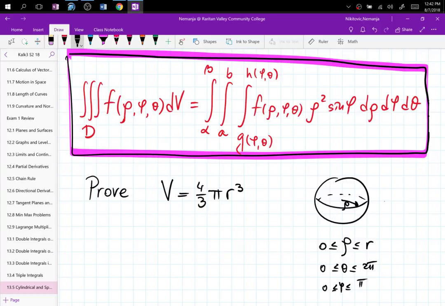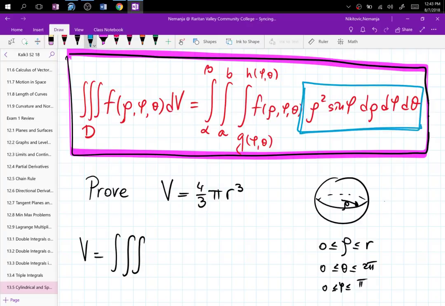So we say that the volume of the ball will be the triple integral. We do not have any function, but we do have the string, which you have to memorize. Guys, this part over here is part of every spherical integral.